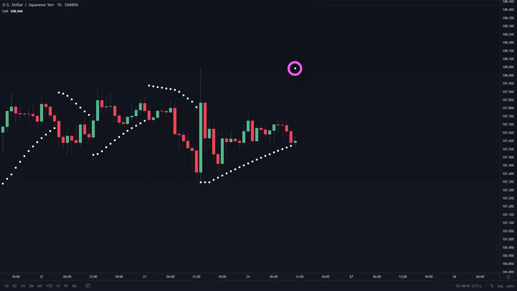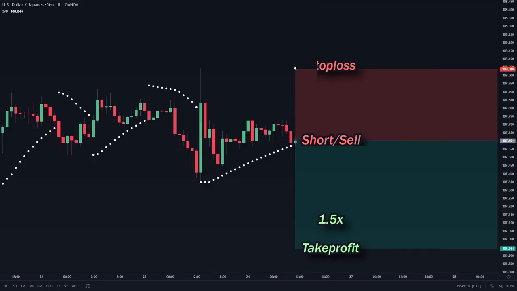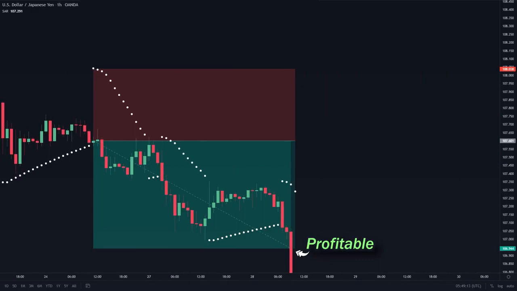So once this happens, you take a short position. Now for your stop loss, you can place it at the parabolic SAR and set your profit target at 1.5 times your stop loss. And as you can see, this trade ended up being profitable.